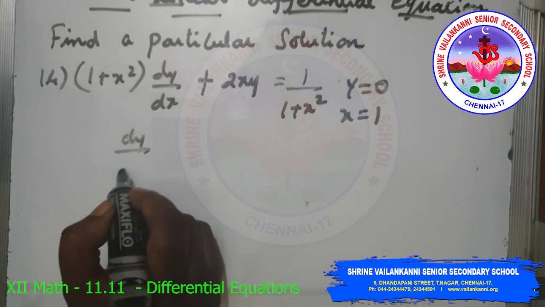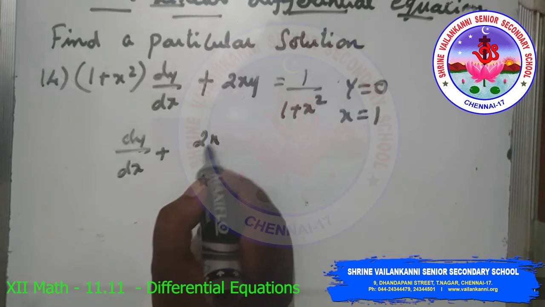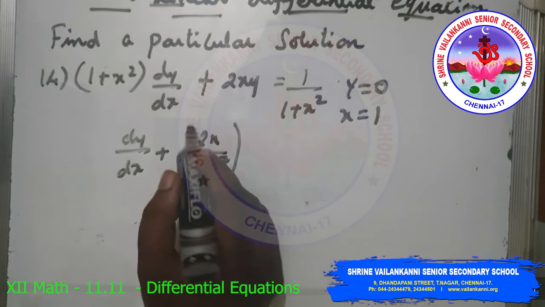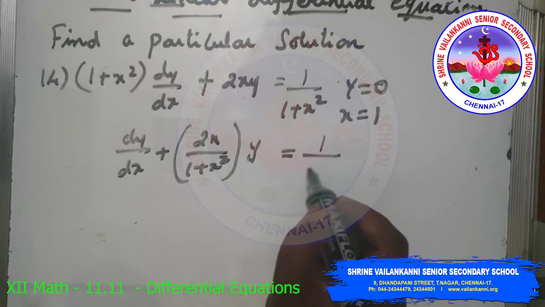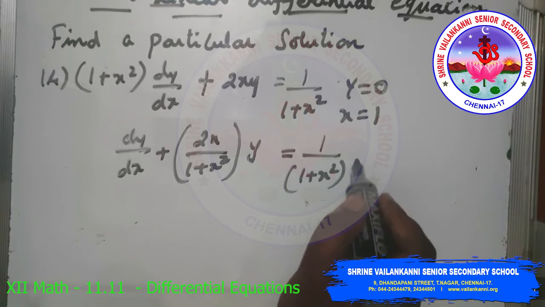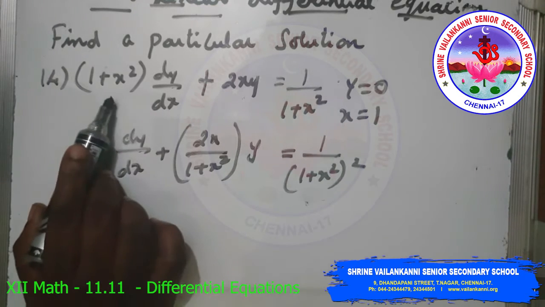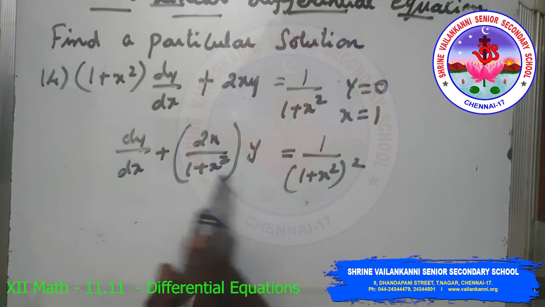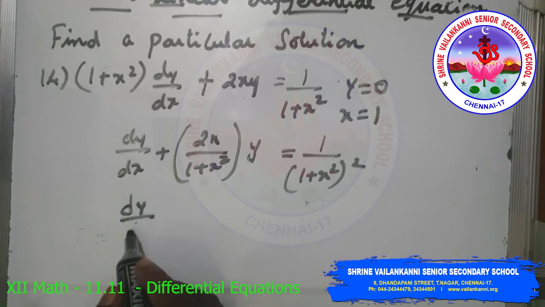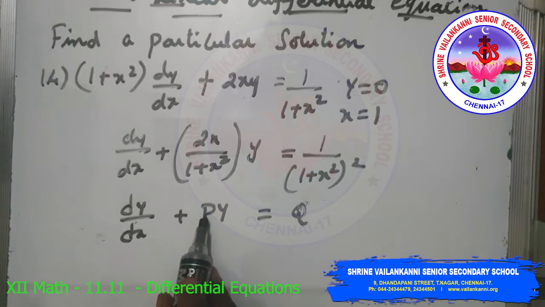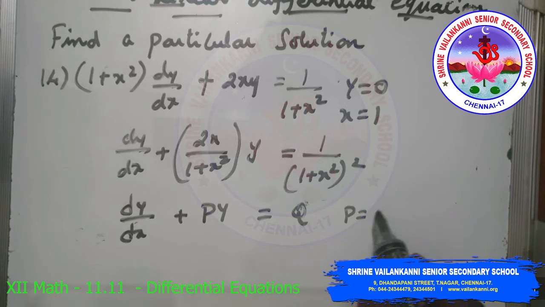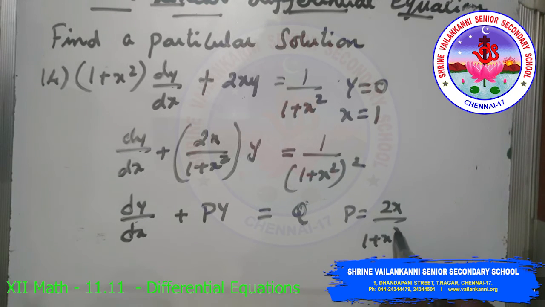So dy/dx + 2x by (1 + x square) into y equals 1 by (1 + x square) whole square, as the whole equation is divided by 1 + x square. This is in the form dy/dx + Py = Q. Here P is 2x by (1 + x square) and Q is 1 by (1 + x square) whole square.